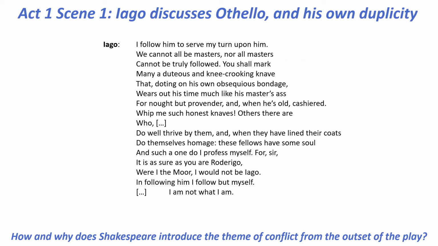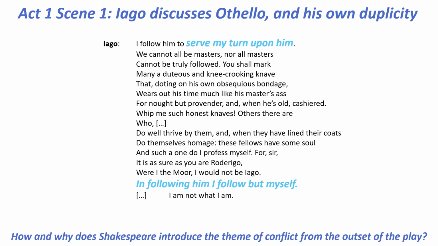And Iago says, such a one do I profess myself. That's me. I'm like that. I am not this silly knee-crooking knave who's prepared to bow down before a leader and give everything to them. I'm the kind of person who's going to line my own coat. I'm going to keep everything for myself. And then he finishes this section saying, were I the Moor, I would not be Iago, and following him, I follow but myself. So I'm going to get what I can out of this relationship.